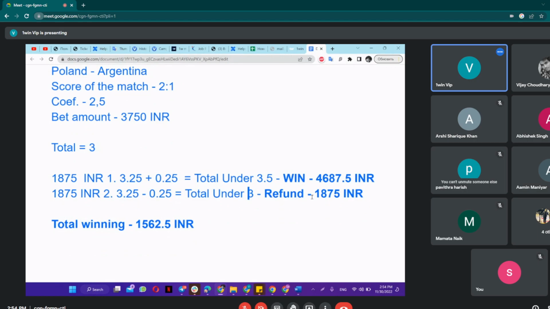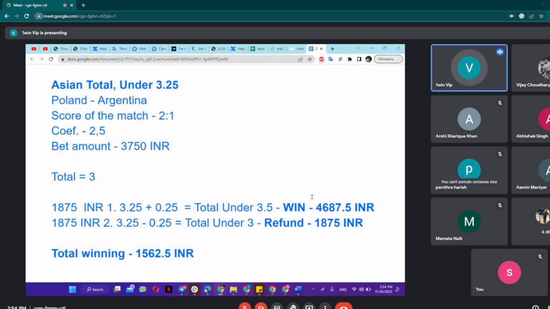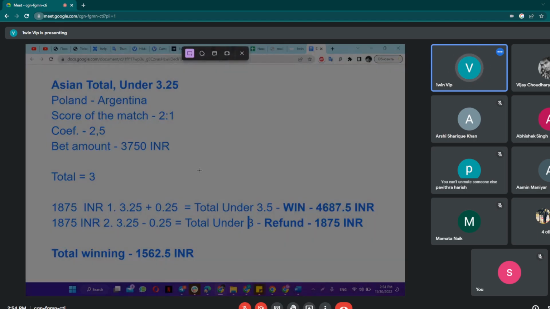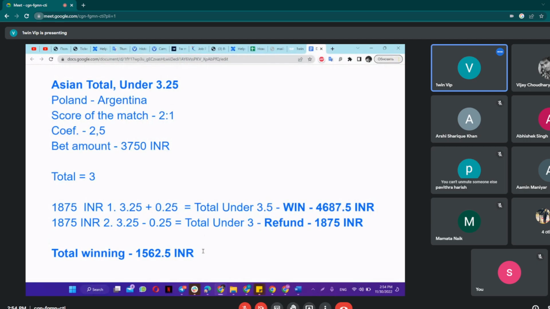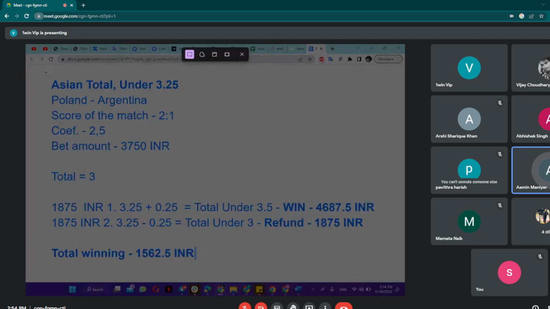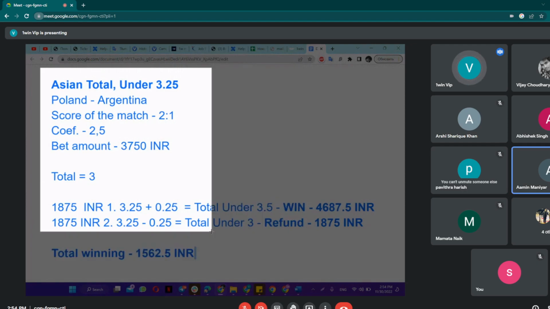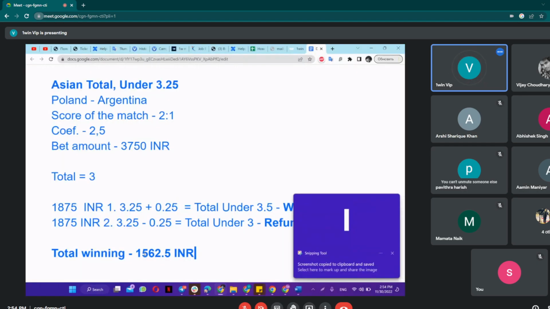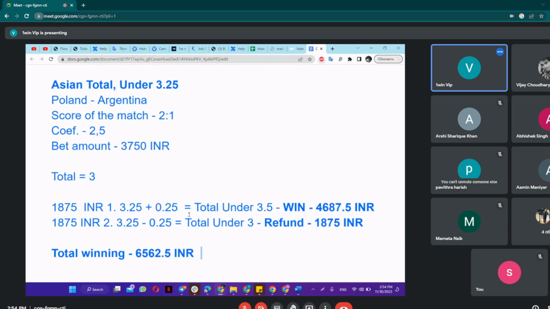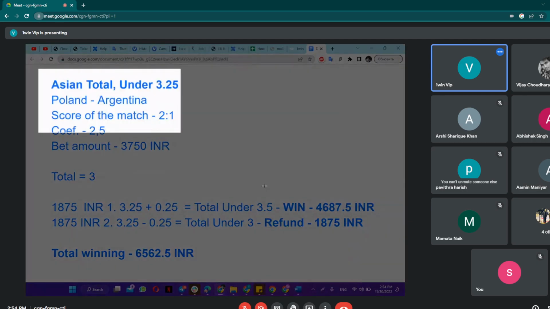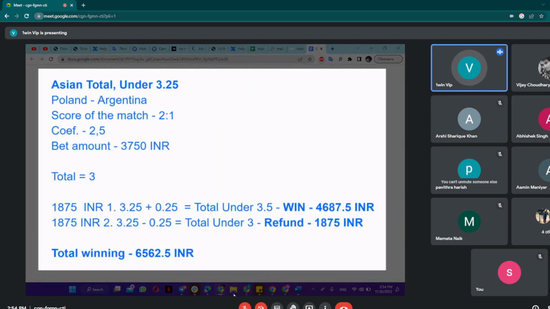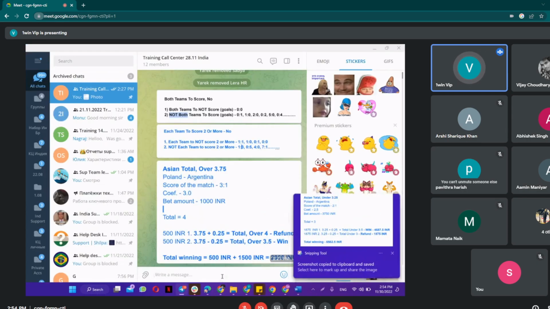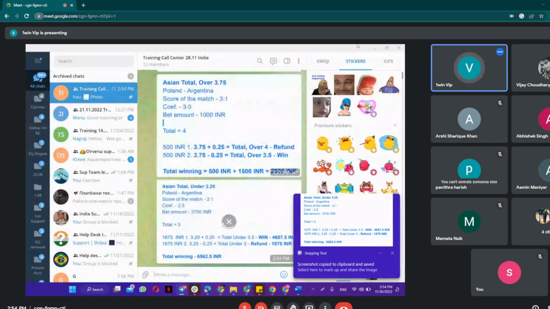Okay, also sending you this example. Sir, the total winning you wrote is wrong. Yeah, sorry, it should be 6, 5. Sending this example also on the group for you to check later if you need.